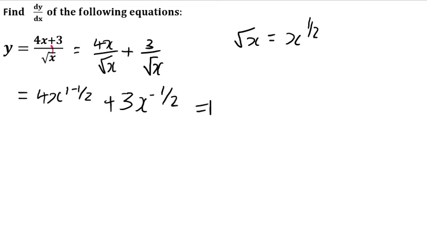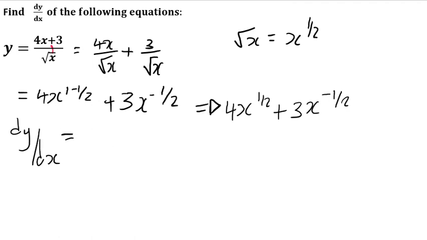Okay, so this will be equals to, you have to say 1 minus 1 over 2 for your exponent. You're gonna get 1 over 2. So here you're gonna get 4x to the power of 1 over 2, positive 1 over 2. Plus this one remains the same, minus 1 over 2. And then, after simplifying it, you can differentiate.